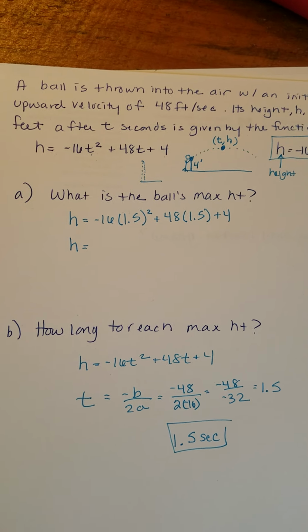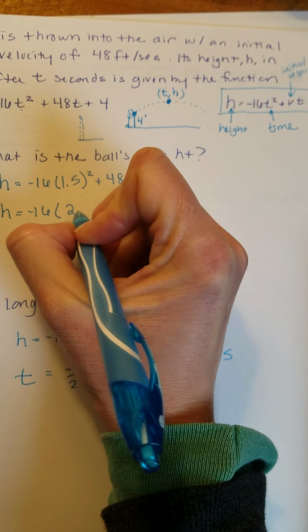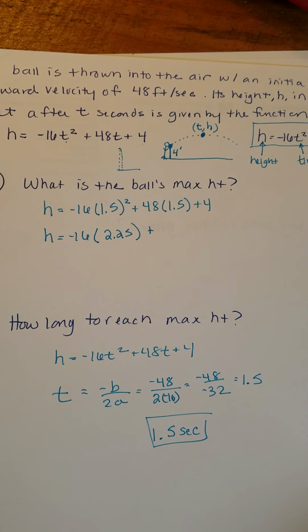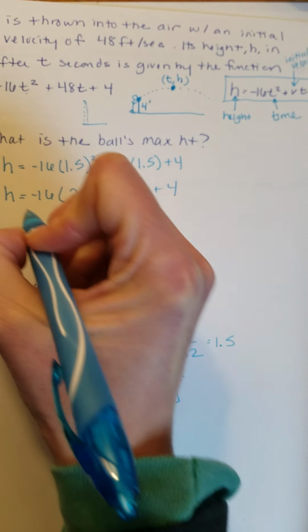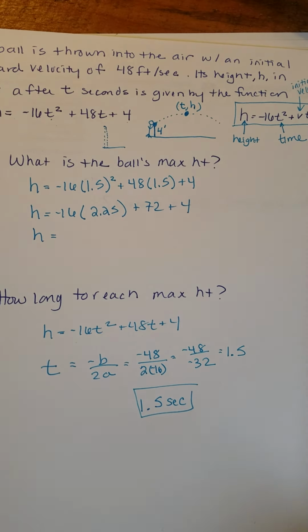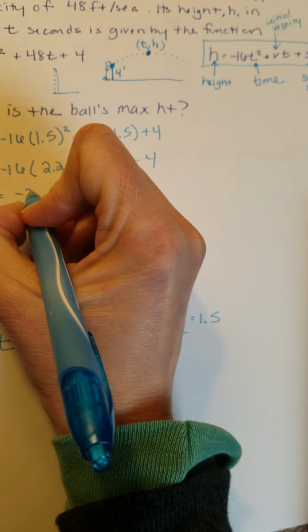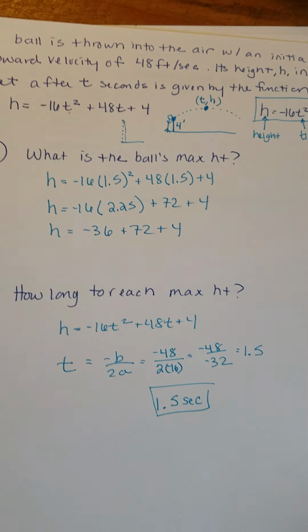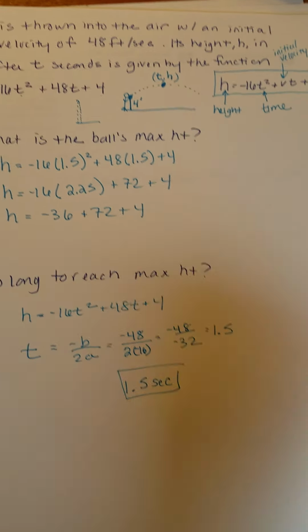So you need your calculator. I'll take it one step at a time. 1.5 squared is 2.25. And then 48 times 1.5 is going to be 72. Okay, so now I'll just do an extra step. Negative 16 times 2.25, that's going to give you negative 36, plus 72 plus 4. So you're going to throw all that into your calculator or in your mind, and you're going to get 40.